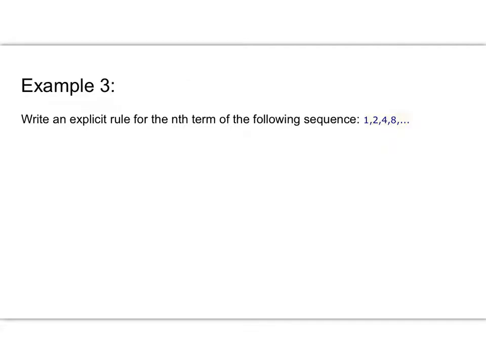So let's write an explicit rule for the nth term of the following sequence. So I have 1, 2, 4, 8. Remember to find the ratio. I take 8 divided by 4, I get 2. 4 divided by 2 is 2, and 2 divided by 1 is also 2. So my ratio is equal to 2. So the rule for this sequence is my first term, 1, times the ratio to the n minus 1. Pretty simple. Now you try.